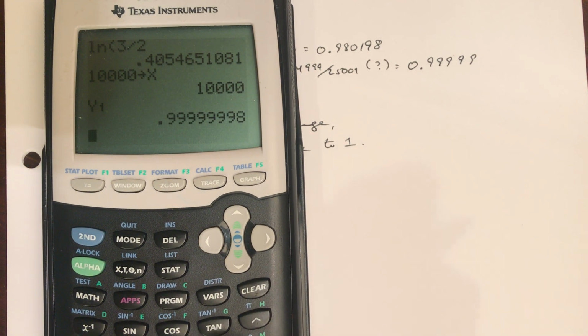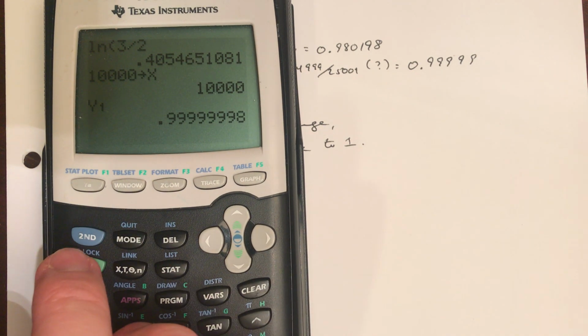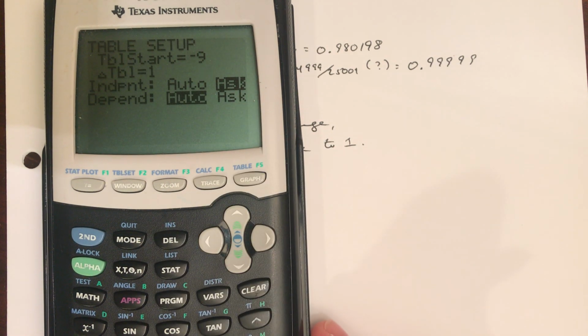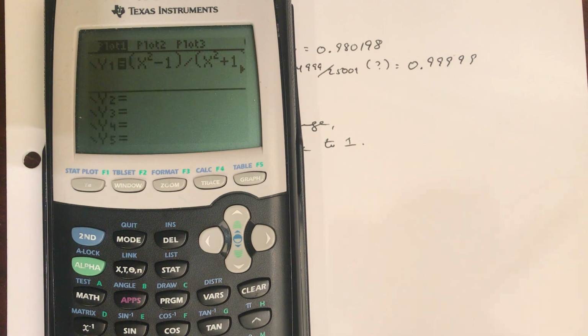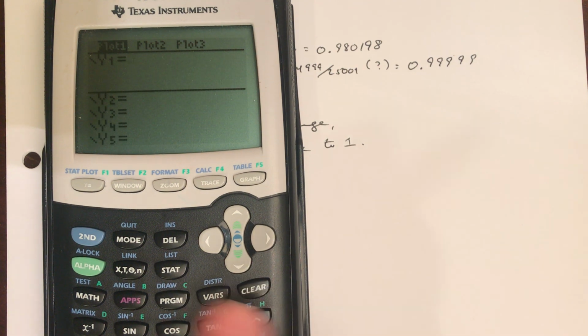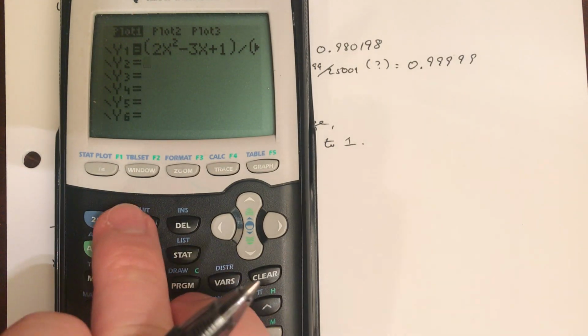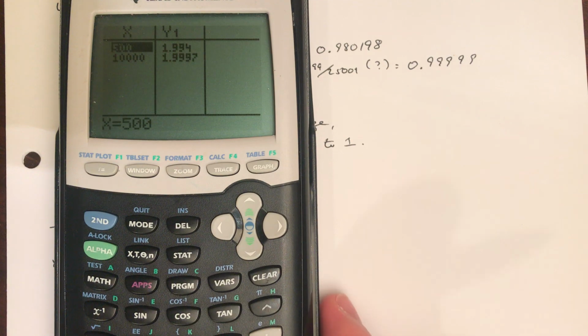And if you remember back from the beginning of the semester, we went second and then table settings. Want to make sure we put that independent variable on ask. We'll type our function into, say, y1. And we had 2x squared minus 3x plus 1 divided by x squared plus 1. Yep. And then we can go to second and table.